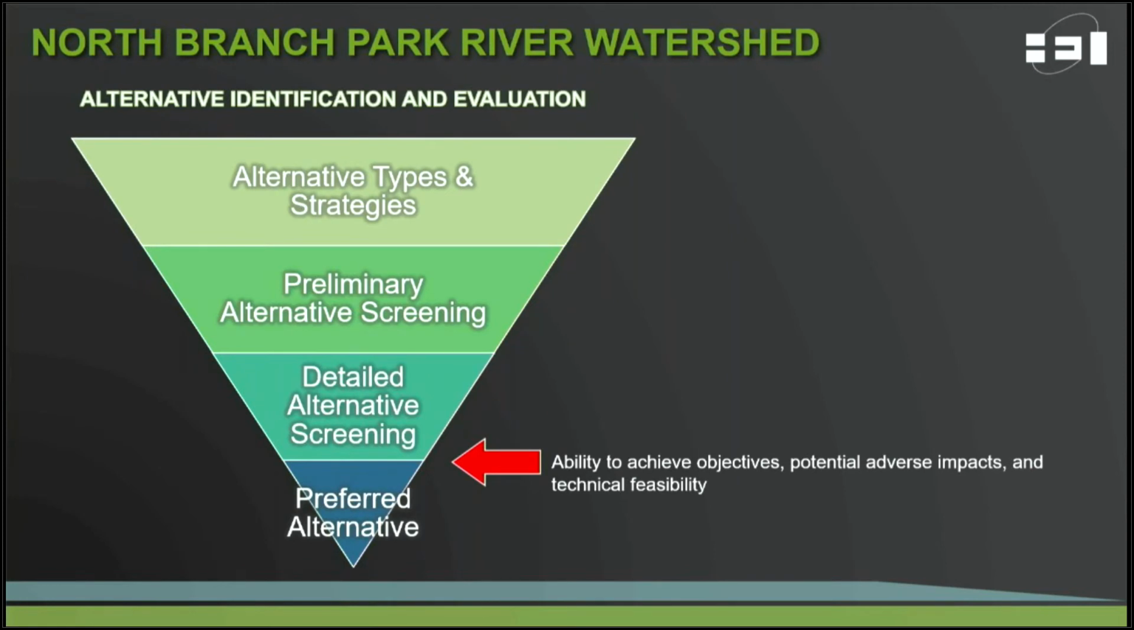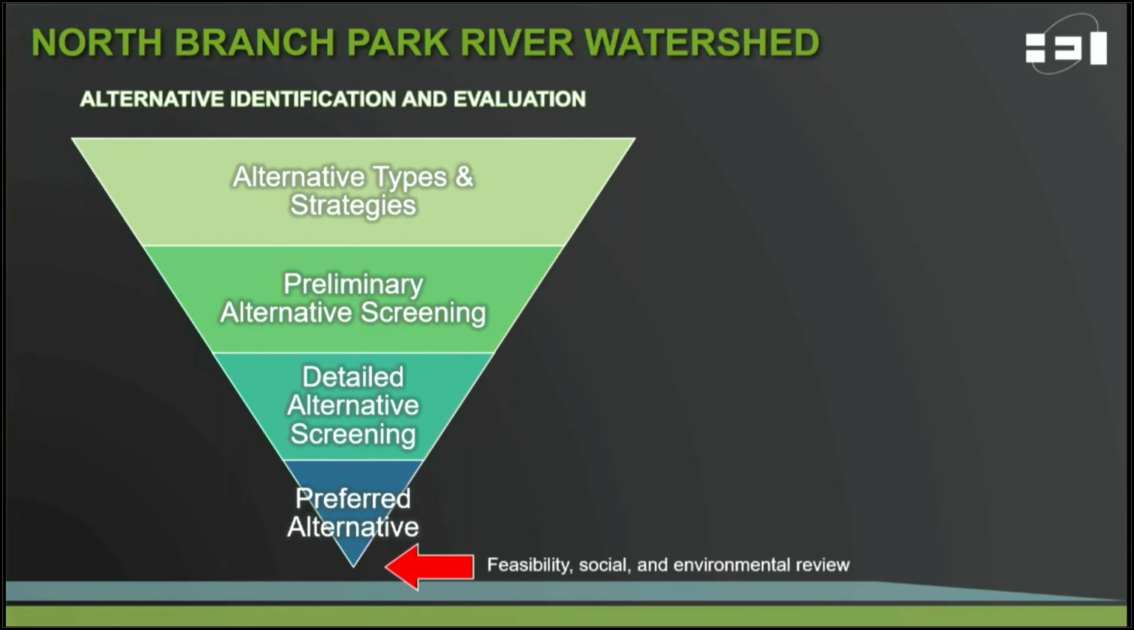Ultimately, as we narrow these, we want to know on multiple facets. Number one, can it achieve the objectives that the sponsors have for the project? Number two, can we minimize the potential adverse impacts of the alternative? And number three, is it technically feasible? Is it reasonable that we can do what we want to do out there from an engineering perspective, for example? Ultimately, at least through the RCPP effort, the preferred alternative is carried forward for a detailed look at technical feasibility, social and environmental concerns, and then that's packaged within a plan.